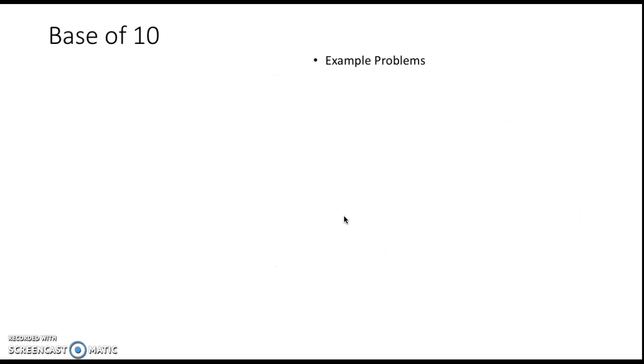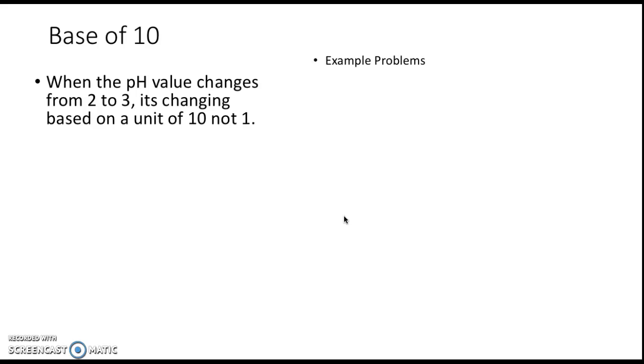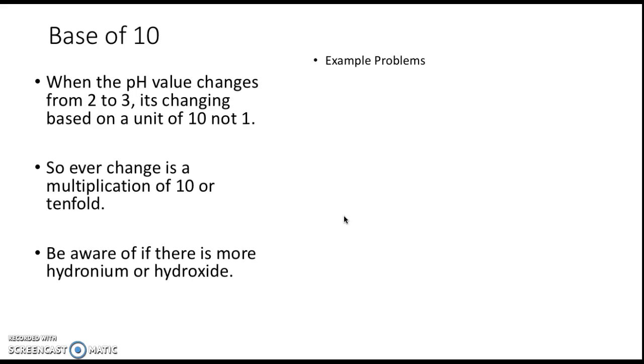Alright, so base of 10, and what I mean by that: when the pH value changes from 2 to 3, it changes based on the unit of 10, not 1. Once again, we're dealing with logs, so we're always going to be moving by a base of 10. When it comes to this part, I would say use a number line so you understand where we're going. So when we move from 2 to 3, we're moving based on a unit of 10, not 1. So everything is a multiplication of 10, or tenfold. Be aware if they want more hydronium or hydroxide. If they want more hydronium, you're moving lower down the pH scale. If they want more hydroxide, you're moving higher up the pH scale.